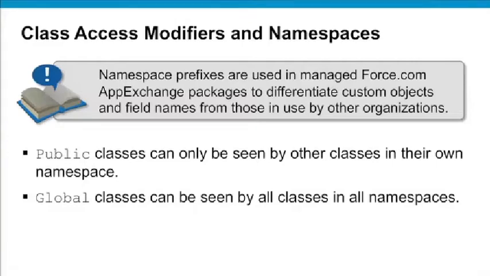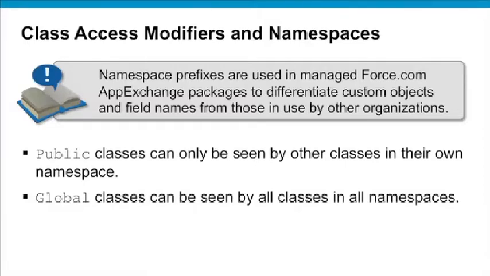Now, the reason that we have global in addition to public, remember I said that public is limited with respect to visibility to your own namespace. Global is utilized for the purpose of AppExchange vendors. They can create a global class. They can upload it into the AppExchange as a managed package, and the customers that utilize it can install that Apex class, that global class, into their org.